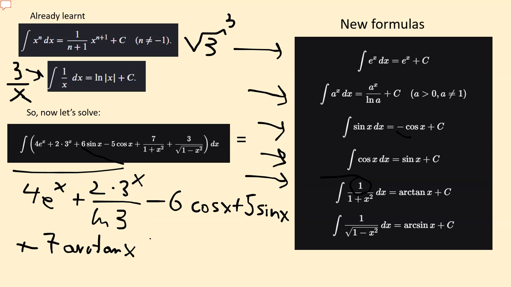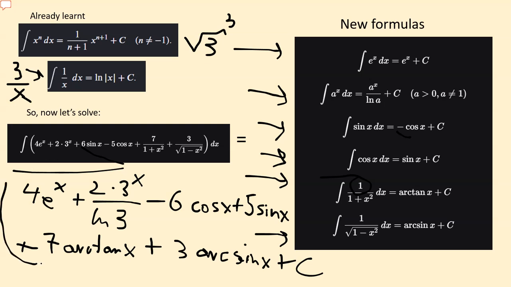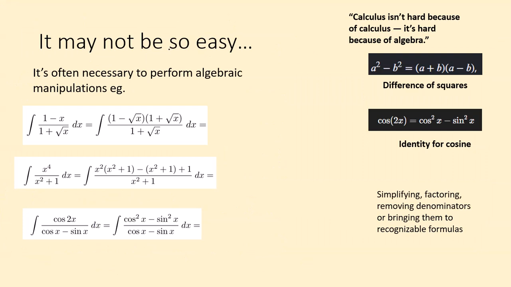x, and plus 3 arcsine x according to this formula below. Plus c, of course, plus constant, and the integral is solved. This is a very easy integral because we just plug in the formula directly. We don't need to do any algebraic changes or mathematical modifications. But it may not be so easy.